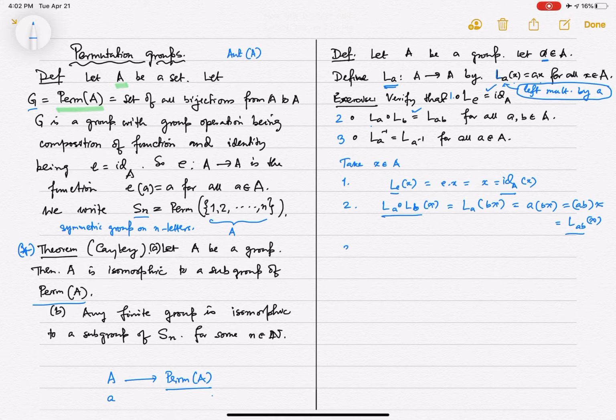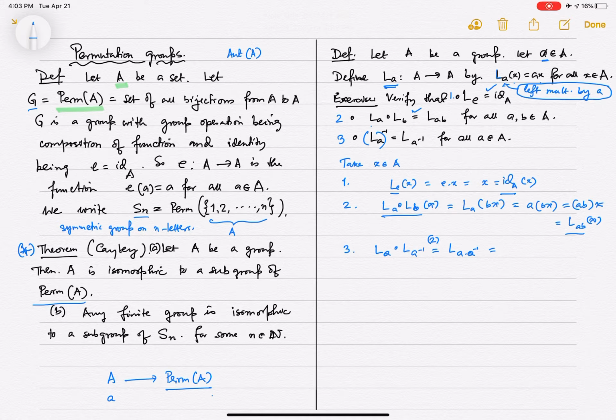3. I want to check that the inverse of this function L sub a is the function left multiplication by a inverse. So here the whole a inverse is in the subscript. So let's compose L sub a and L sub a inverse and see what we get. Well, by 2, you get L of the product.